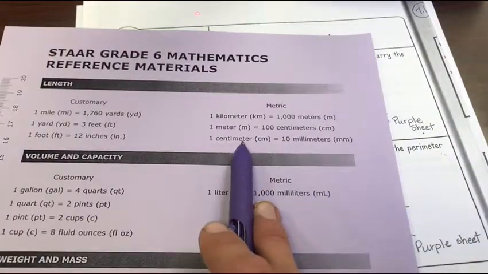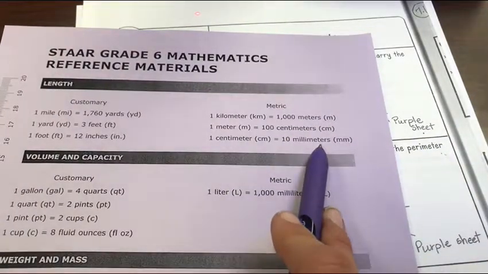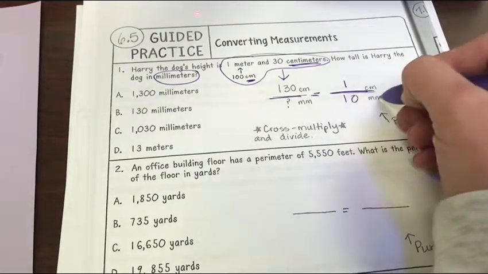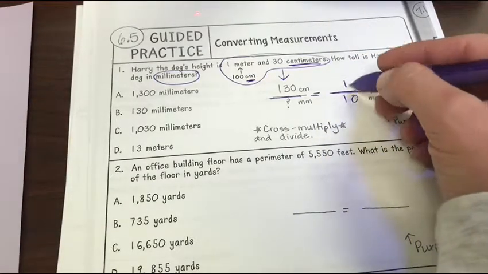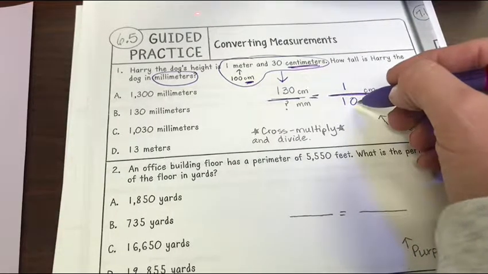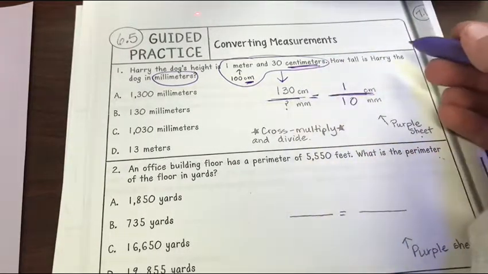Okay, so let's look here. There's 1 centimeter and 10 millimeters. So 1 centimeter and 10 millimeters. These two numbers come off of your reference materials, off your purple sheet. And now you solve like we've always solved proportions.